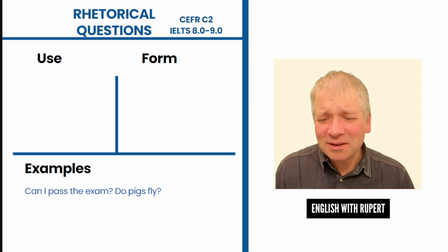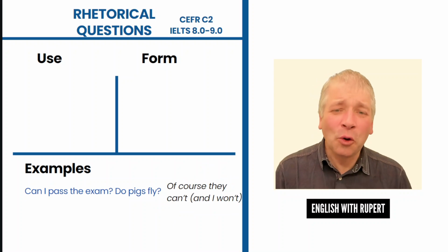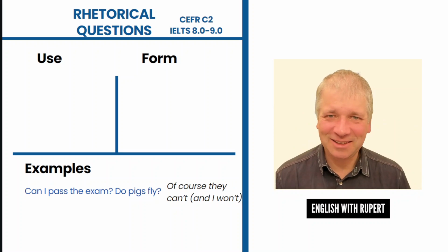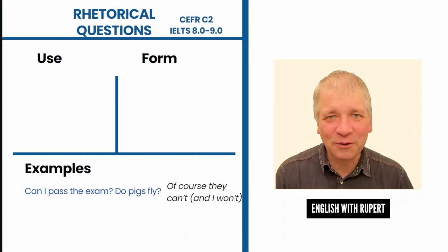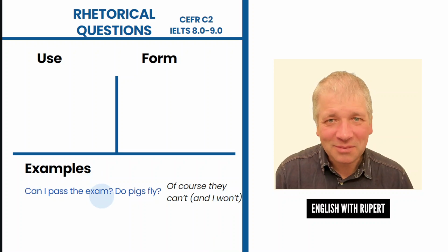Because of course they can't fly. Of course pigs can't fly. And I won't pass the exam. So this is an example of a rhetorical question.